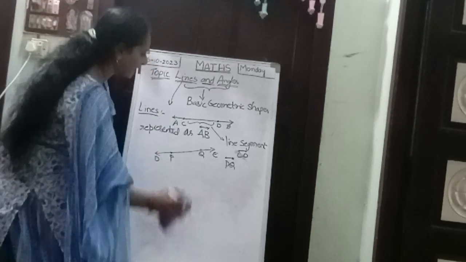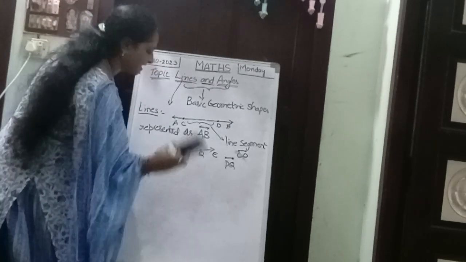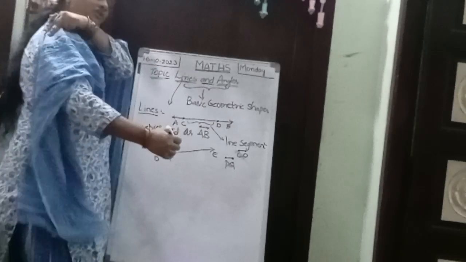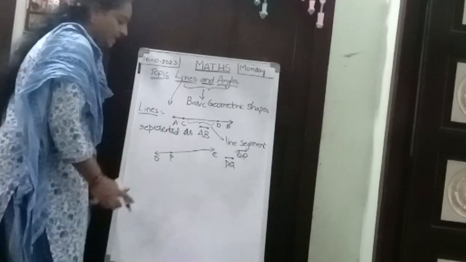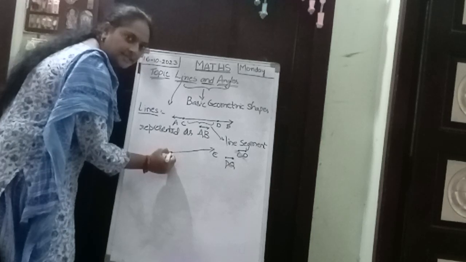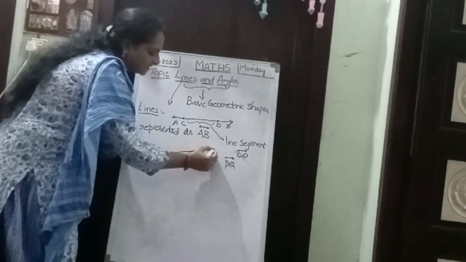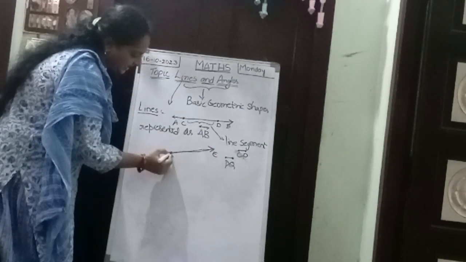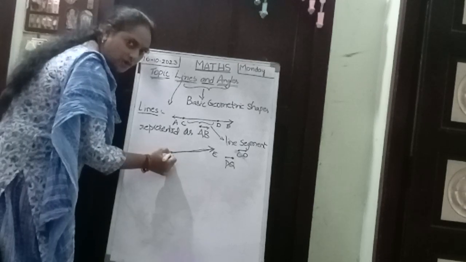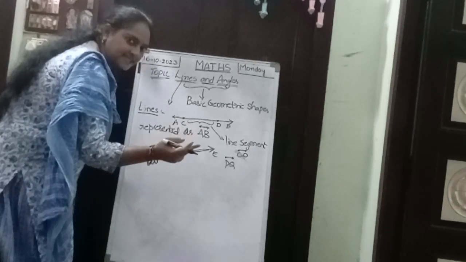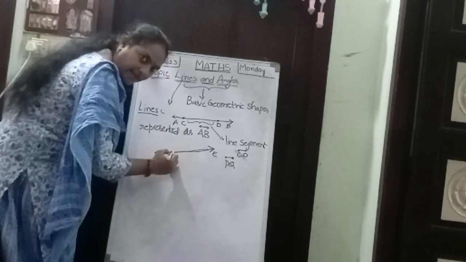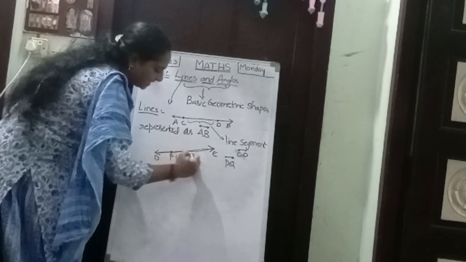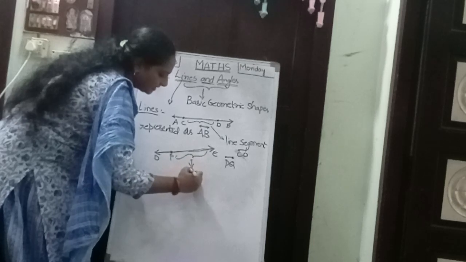Next, coming to one more part of the line. See, I am taking only one point here, point P. What you observe here is that this has one endpoint and the other side extends. If you take this side, it is extending, and here is the endpoint. So a ray has one endpoint and extends indefinitely on the other side. This is called a ray.